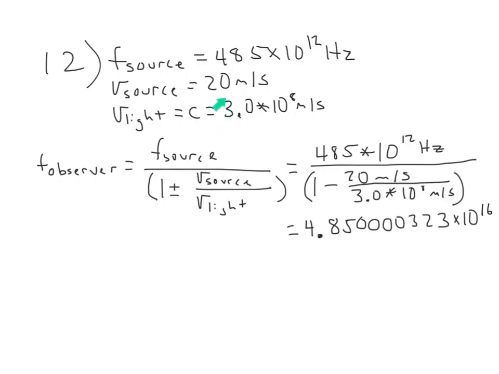Again, what do we know here? We know that the velocity of the bike is 20 meters per second coming at you. I gave you the frequency of the light, which is 485 times 10 to the 12 hertz. And we also know the velocity of light is 3.0 times 10 to the 8th meters per second. The reason why we're using the velocity of light in this equation is because we talked about the frequency change of the light, not sound of the light.